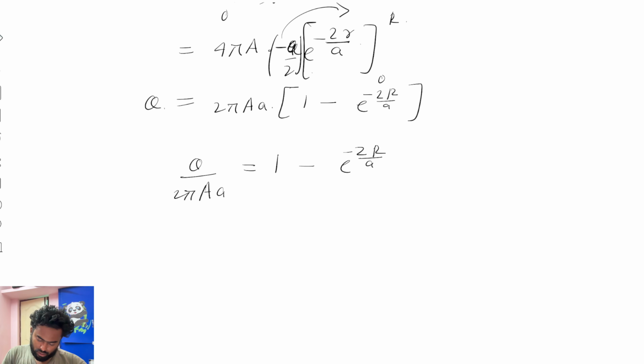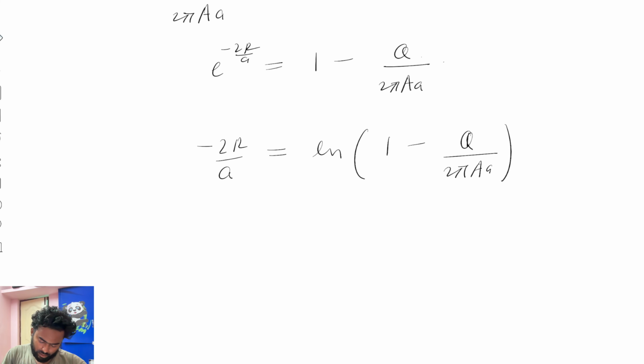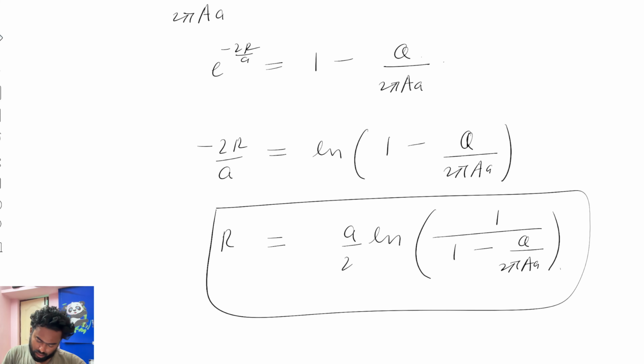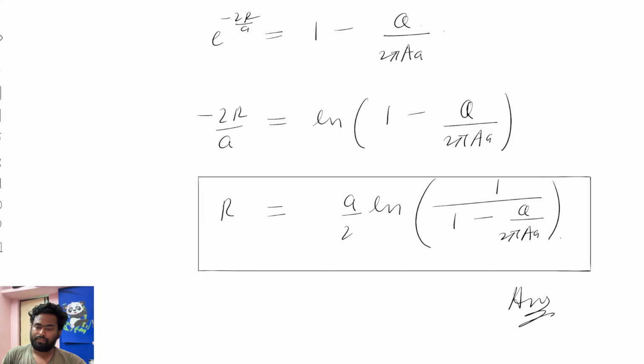Okay, so take this side: e power minus 2R by a equals 1 minus Q upon 2 pi capital A small a. Taking log both sides, the power will come outside, minus 2R by a, and this one will become ln of 1 minus Q upon 2 pi a small a. Okay, so R will become a by 2, ln, minus will be consumed, so it will become 1 upon 1 minus Q upon 2 pi capital A small a, and this one will become our answer. Okay.